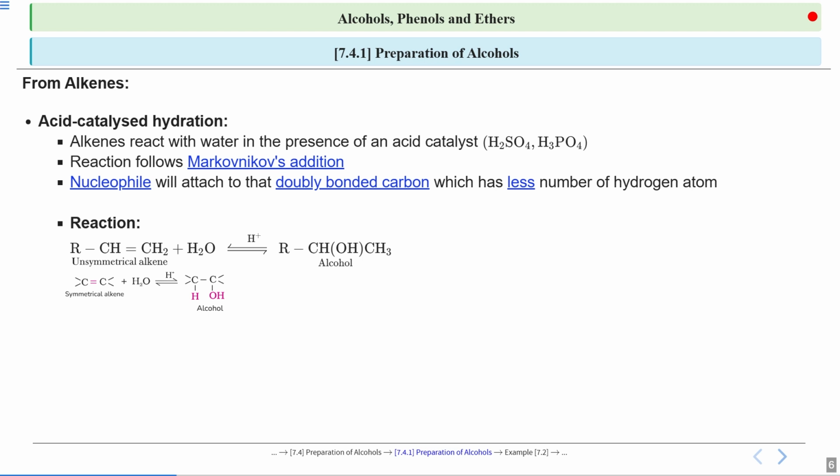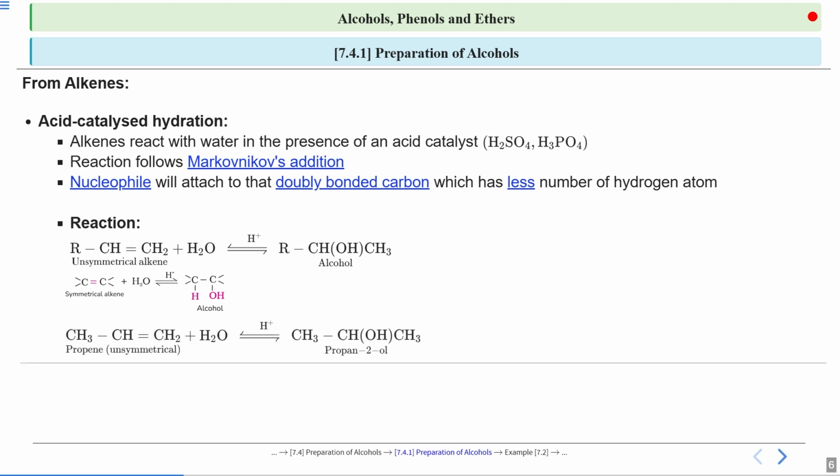If you take a symmetrical alkene, which means the double bond is present at the very center of your alkene, when this reacts with the water molecule in presence of acid catalyst to get H positive, we get alcohol as our major product. But here the Markovnikov addition rule is not applicable because the alkene is symmetrical. The hydrogen present on both the double bonded carbons may be the same, right? So you will finally get a major product as alcohol. This is also a preparation method of alcohols from symmetrical alkenes.